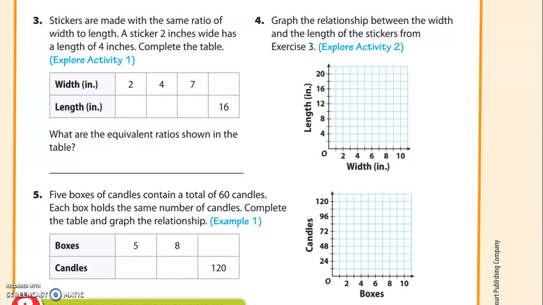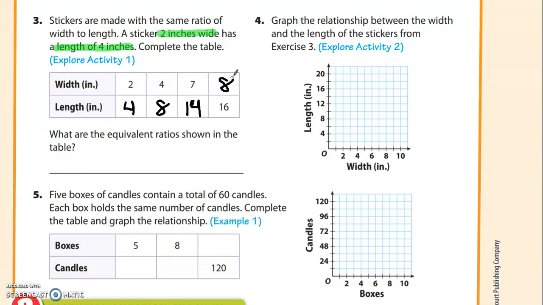Number 3 reads, stickers are made with the same ratio of width to length. A sticker 2 inches wide has a length of 4 inches. Complete the table. So this information at the beginning right here says 2 inches wide and a length of 4, which means that your first column is 2 over 4. And a lot of kids would then just use that information to say, well, does that mean that the top term has to be half of the bottom term? And that's true. Very simply put, if the ratio remains the same, then this one's going to be 4 over 8, and this one's going to be 7 over 14, and this one's going to be 8 over 16. Those are all correct. It says, what are the equivalent rates shown in the table?